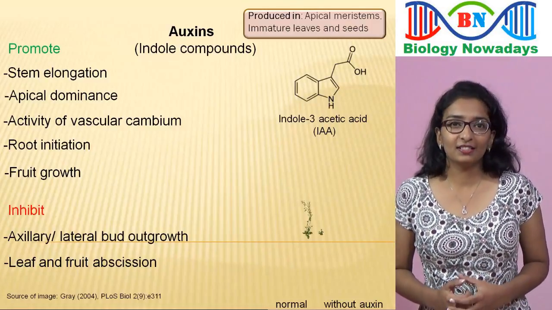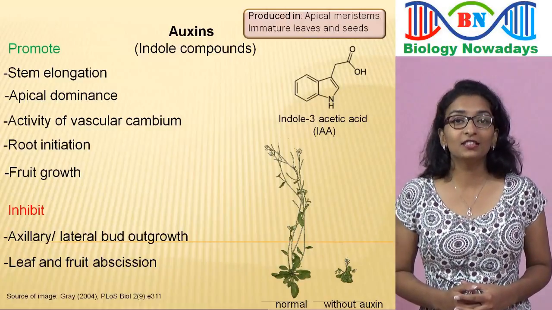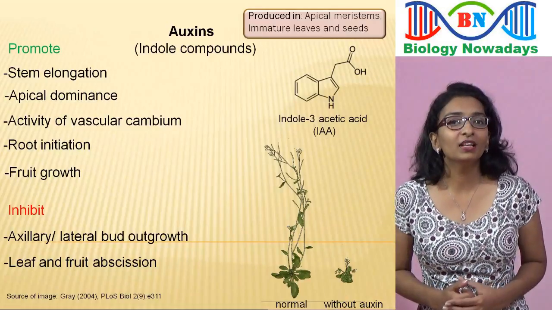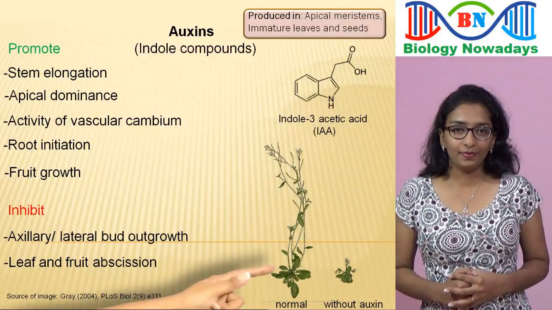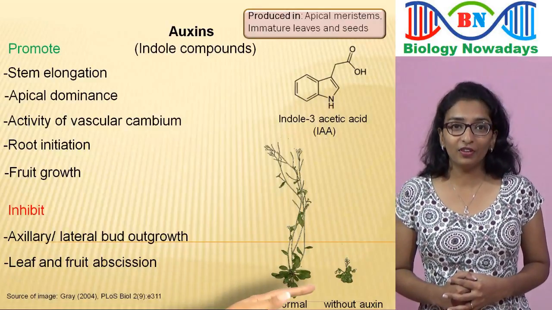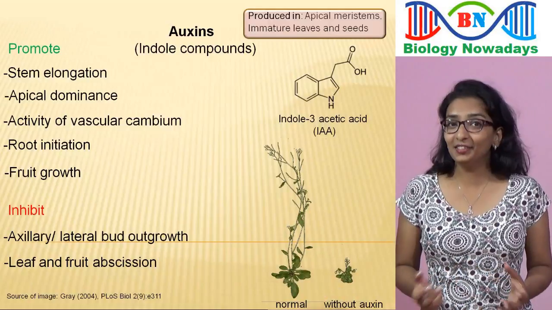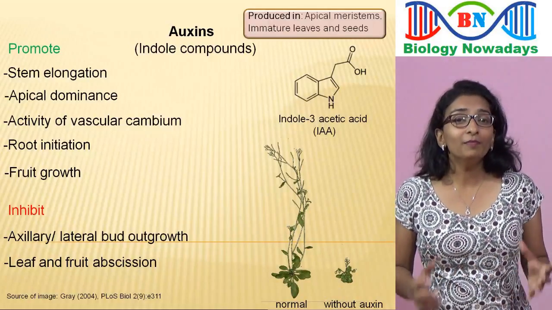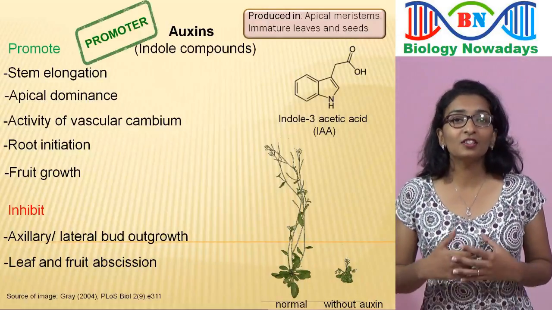Now have a look at these Arabidopsis plants. Arabidopsis plants are used in various plant research studies. Here is a normal Arabidopsis plant with normal levels of auxin. But this genetically modified plant cannot produce auxin. See the difference in growth shown by these two plants. So from this, we can conclude that auxins are promoters of plant growth.